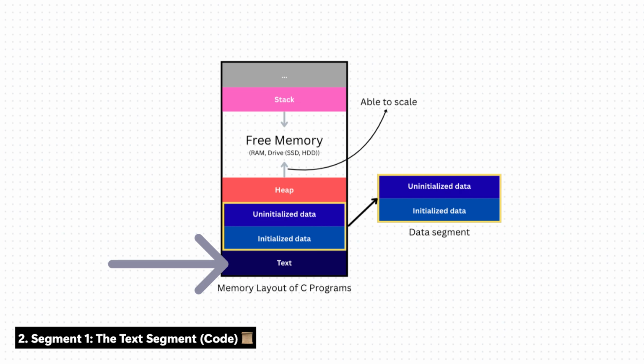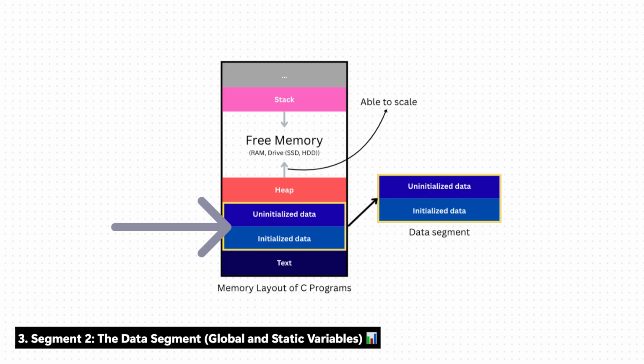Second is read-only. For security and stability, the operating system marks this memory as read-only. This prevents your program from accidentally or intentionally modifying its own instructions, which would cause a crash. Example: every function you write, every loop, and every line of executable code resides here.